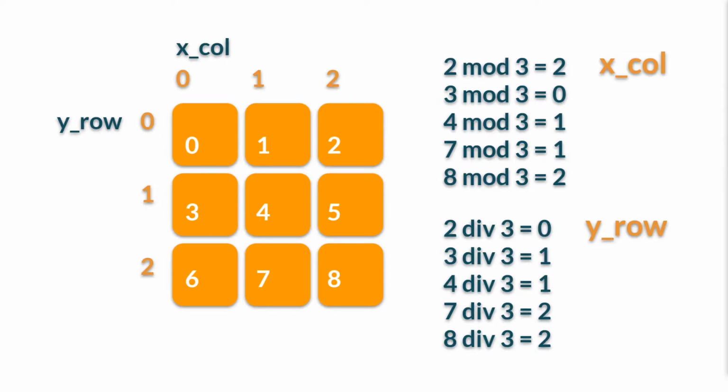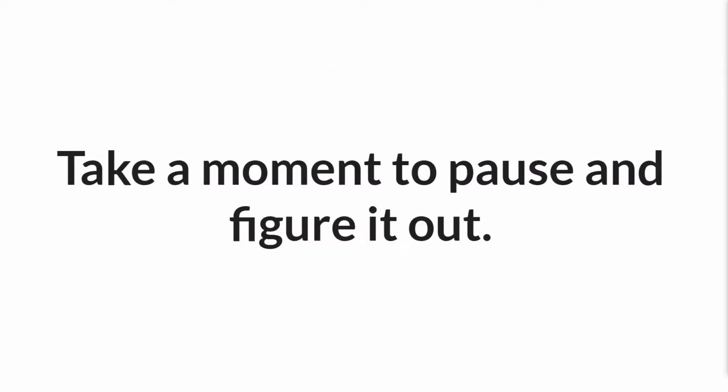How do you turn an X and Y or column and row value into a position in an array? And I actually think it would be worth it to take a moment to pause and figure it out for yourself. So I'm going to be quiet for just a second so you can hit the pause button.